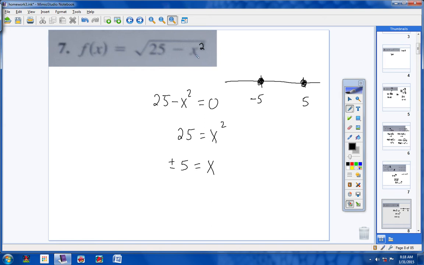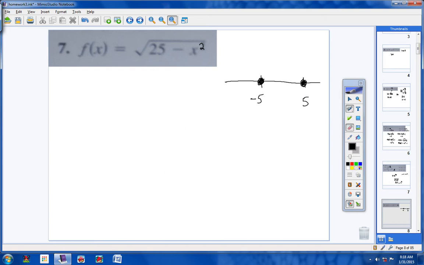Listen to me, students, please. That is why I'm closing these points. They are not open, they are closed. They are shaded in, because if these values give you out a 0, can you take the square root of 0? Most definitely. So these values here are good.